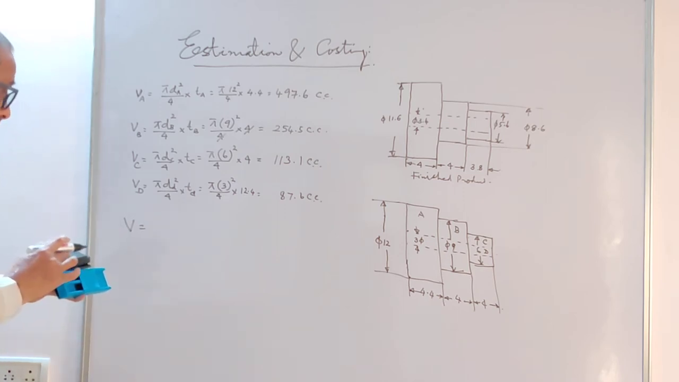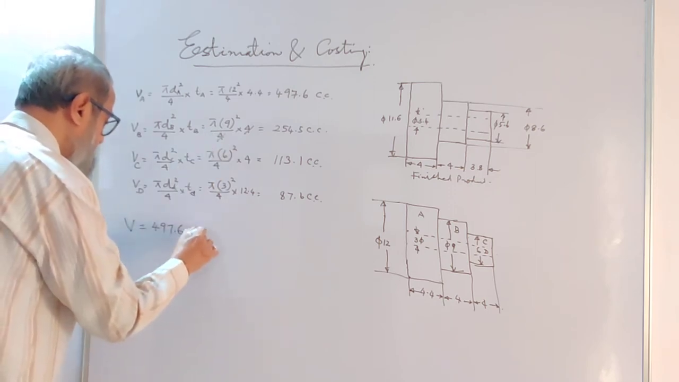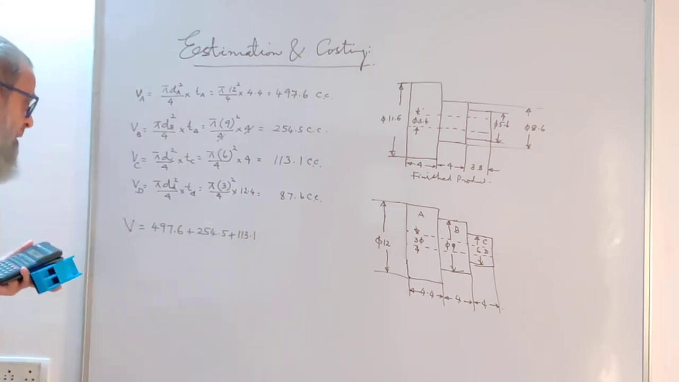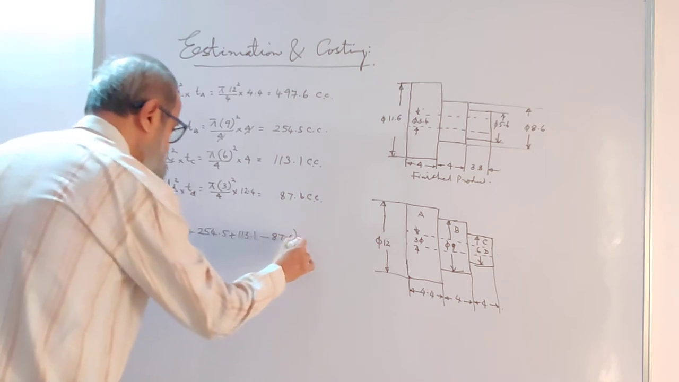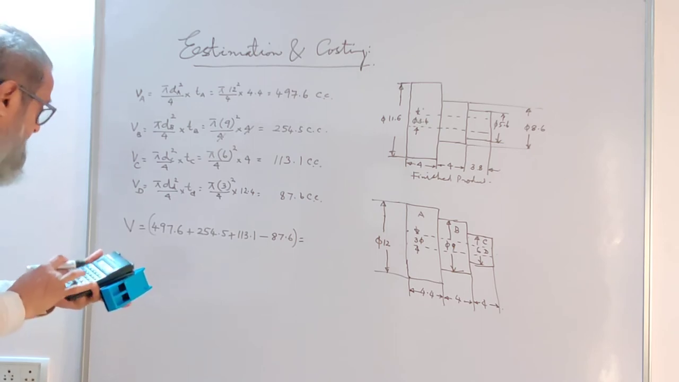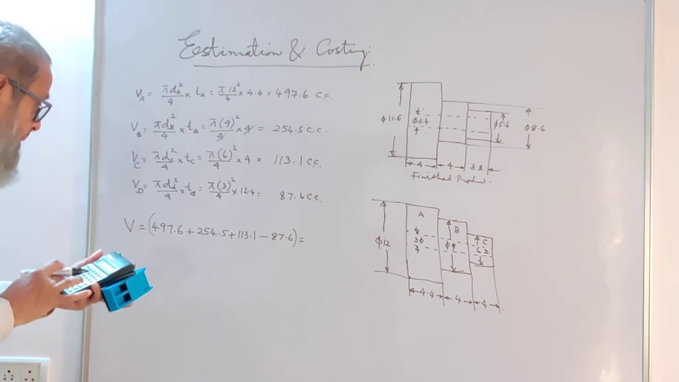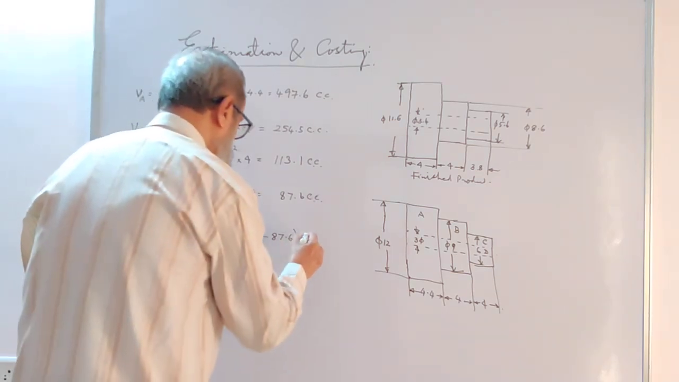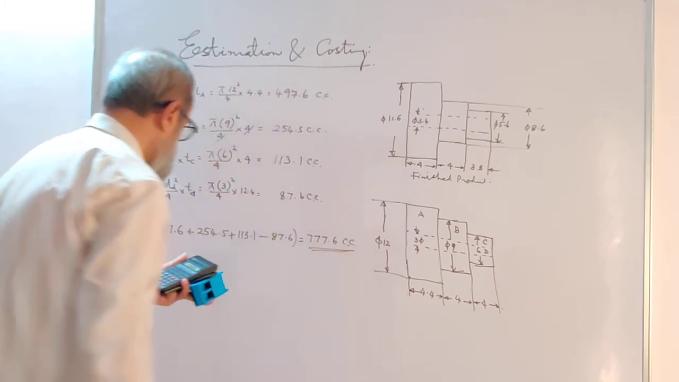Now the total volume will be 497.6 plus 254.5 plus 113.1 minus 87.6. So this gives me 497.6 plus 254.5 plus 113.1 minus 87.6 equals 777.6 cc, cubic centimeters.